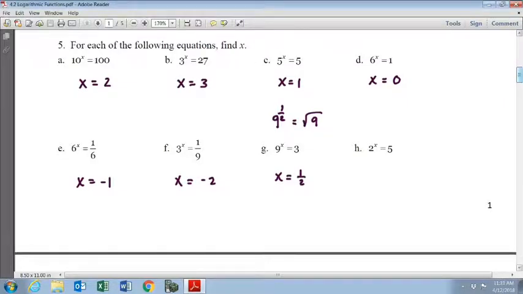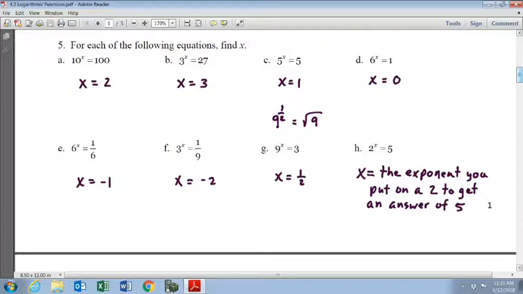Now if you look at h, 2 to some power equals 5. Well, we know 2 squared is 4, and 2 to the first is 2. And if we take the square root of 2, that's not going to help us here. We don't really have anything here. In fact, we don't really have an opposite for taking 2 to a power. So I'm going to go ahead and say that x is the exponent you put on a 2 to get an answer of 5. Not very impressive here. That's about the best we can do, but we're going to do better real soon here.